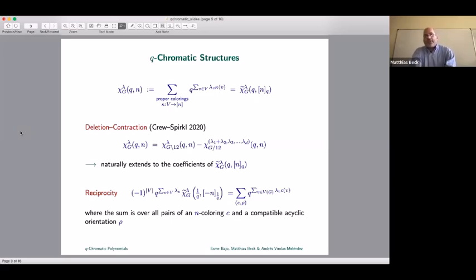And then there's an analog of Stanley's reciprocity theorem for chromatic polynomials. Many people in this room know this theorem. Stanley basically says what happens when you plug negative integers into a chromatic polynomial. And we have a sort of generalization of that theorem in the q-counting world. And here it is.